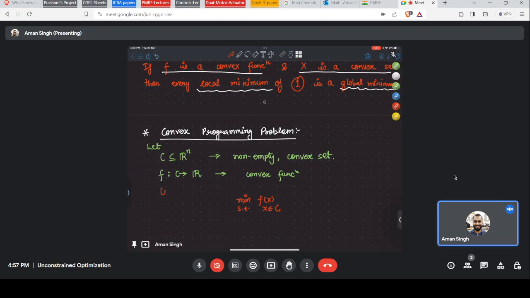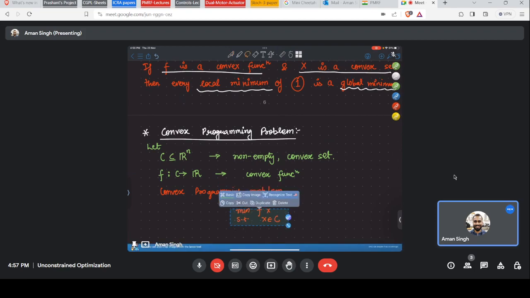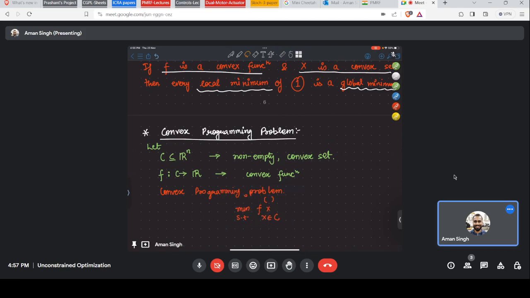So this is called a convex programming problem. This is a special class of programming problems, in which the function we are minimizing is convex, and the set over which x is constrained is a convex set.